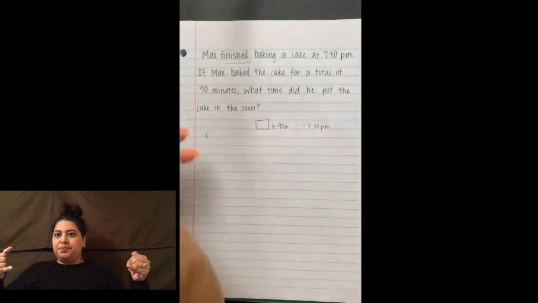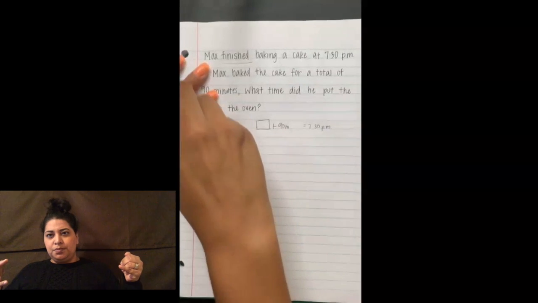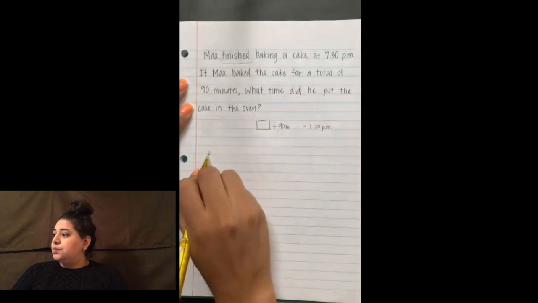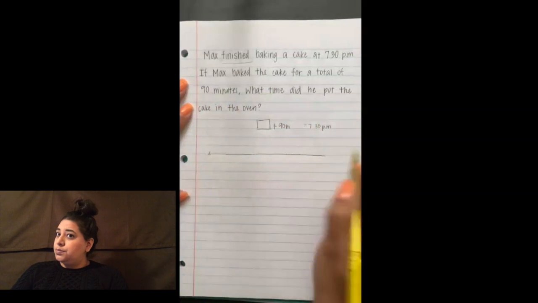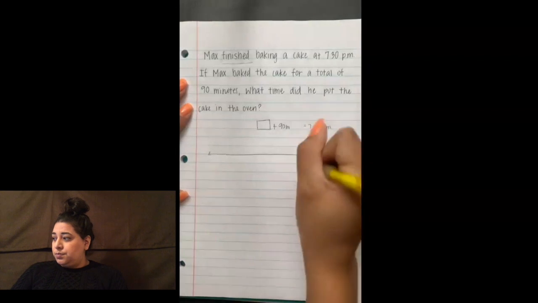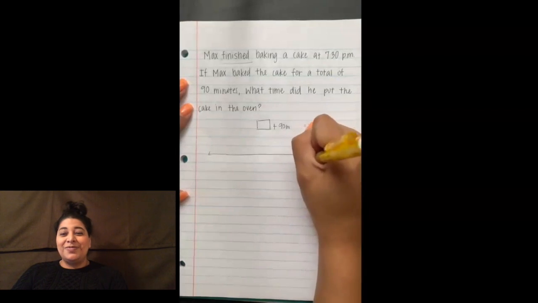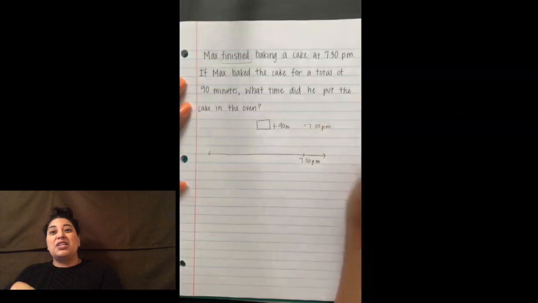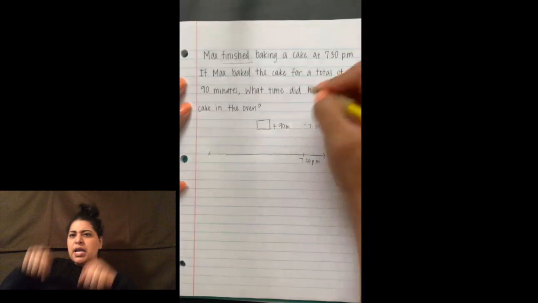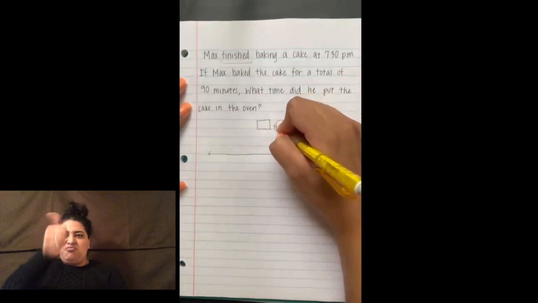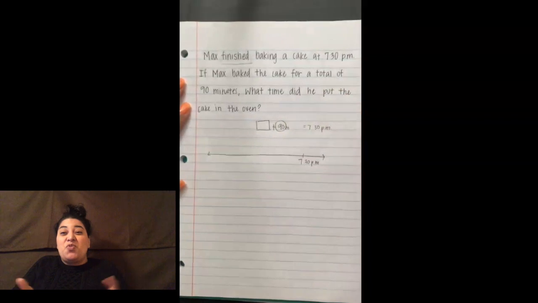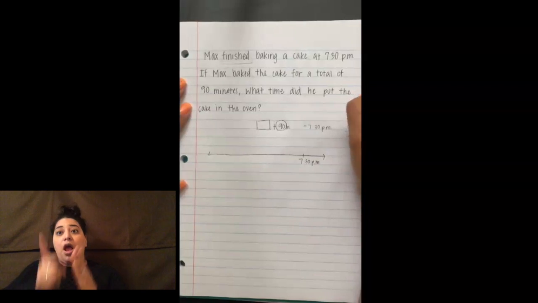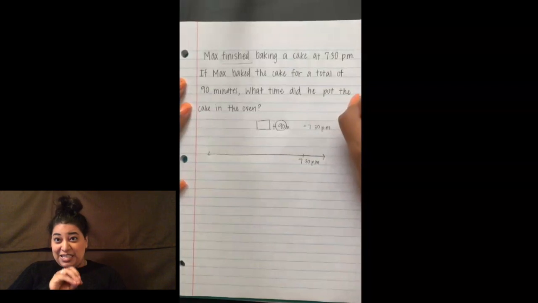I should probably make it a little bit lower to give you some space to see. Kind of wiggly, but that's okay. So our end time is going to be 7:30, and we're going to have to work backwards. So you could break this 90 minutes up however you'd like. I'm going to go ahead and break it up into hours and minutes. I know that 60 minutes makes an hour. So if I do 90 minus 60 minutes, I'm going to be left with 30 minutes.